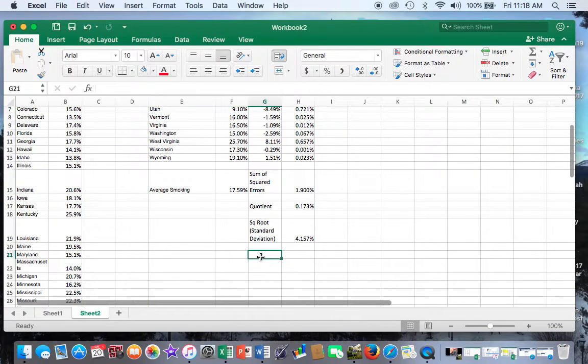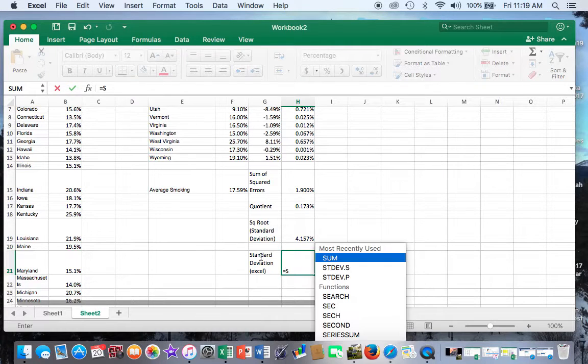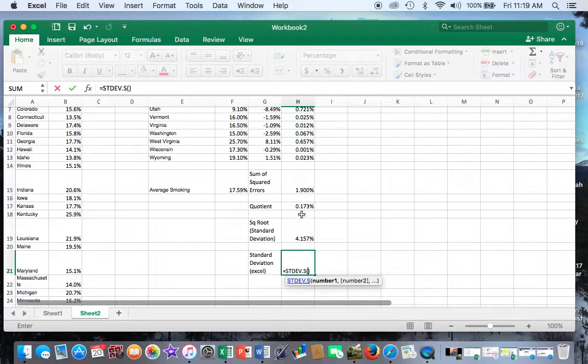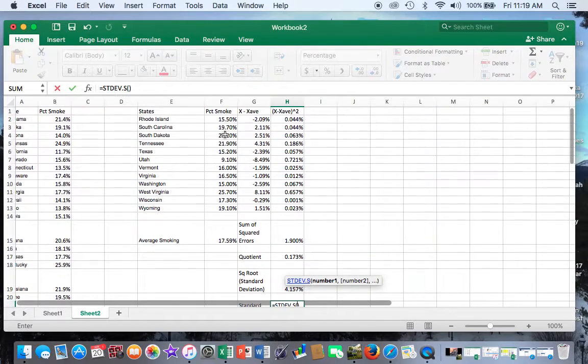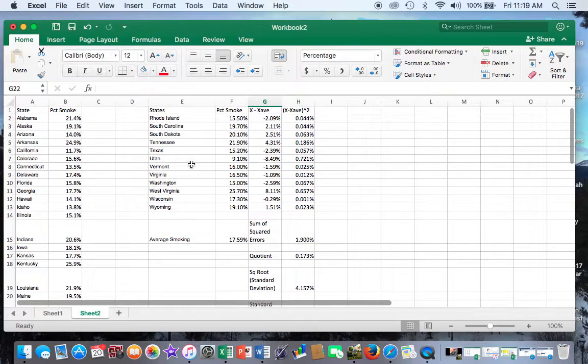If we want to test this, we can use the Excel command and simply say equals, and that's ST deviation. And this time I'm going to use the sample, and again, the sample we want is this, and what do you know, 4.157. So that concludes how you go about mechanically estimating a standard deviation.